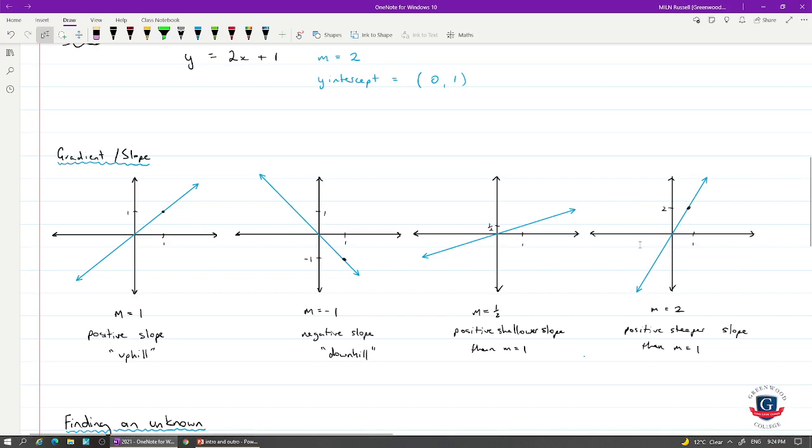Now, we'll look at how to determine that value from a line later on, but for now it's enough to know that a steeper line is going to have a bigger coefficient, a shallower line is going to have a smaller coefficient, a line going up will have a positive value here, and a line going down will have a negative value here.